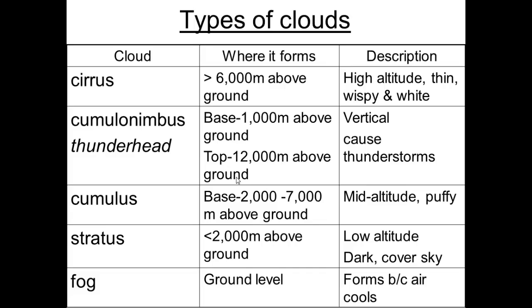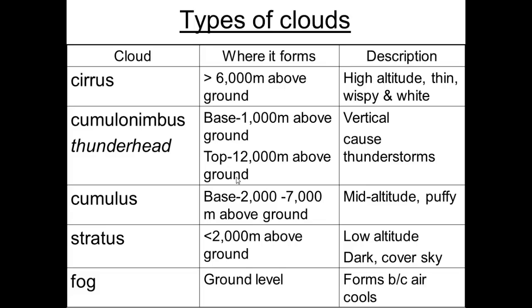Clouds that grow vertically have rising air inside them. The bases of these clouds may be as low as 1,000 meters above the ground. The rising air may push the tops of these clouds higher than 12,000 meters up. Vertical clouds are sometimes called thunderheads because they often cause thunderstorms.